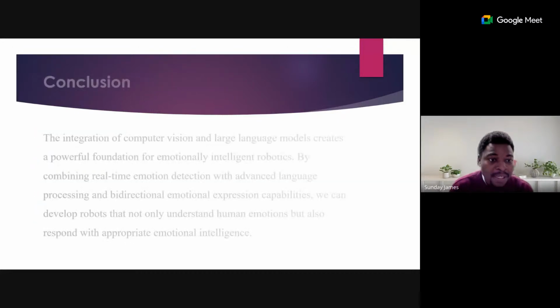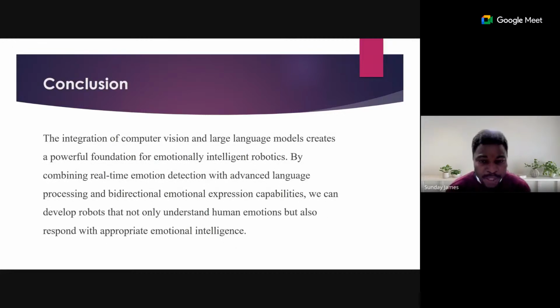In conclusion, the integration of computer vision and large language models creates a powerful foundation for emotionally intelligent robots by combining real-time emotion detection with advanced language processing and bidirectional emotion processing capability. We can develop robots that not only understand human emotion, but also respond with appropriate emotional intelligence.